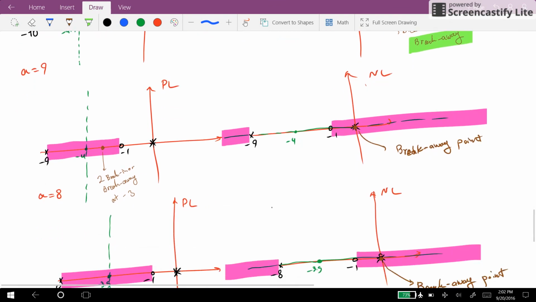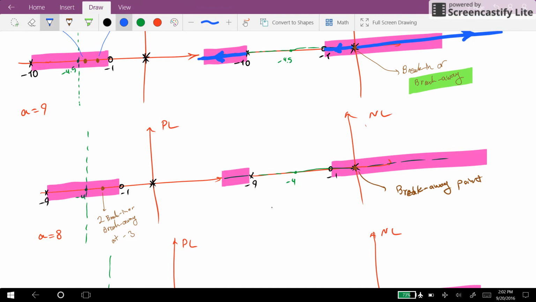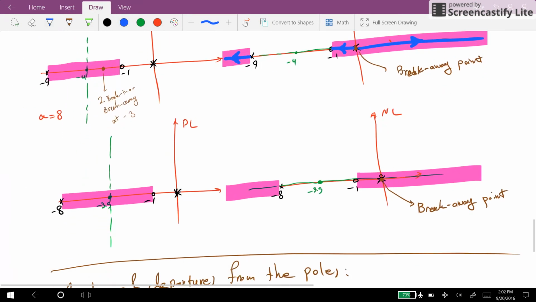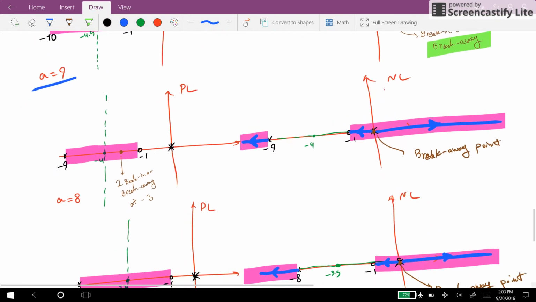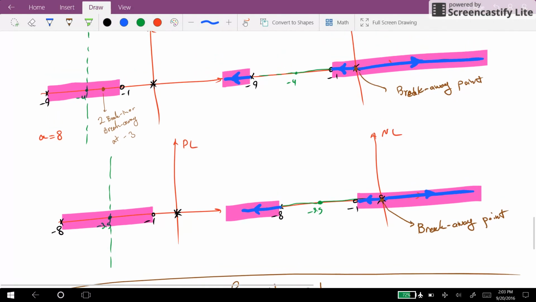For the negative locus with a equal to 9, we have a similar case. So we will have one branch going towards -infinity, one branch will go towards 0, and the third branch will go towards plus infinity. And it's the same for the last case. So we can see that the negative locus for all three cases are somewhat similar to each other. Just the location of the third pole at -8, -9, or -10 differs from each other.